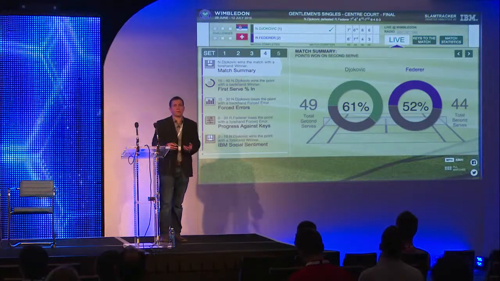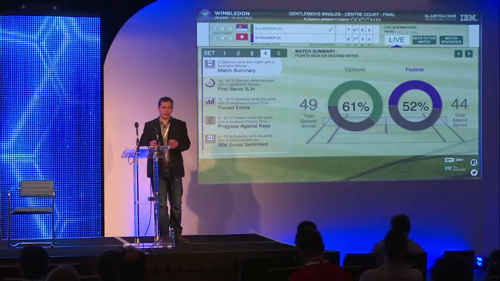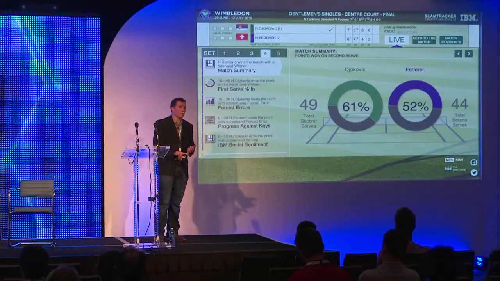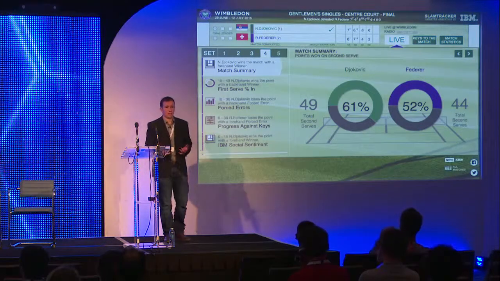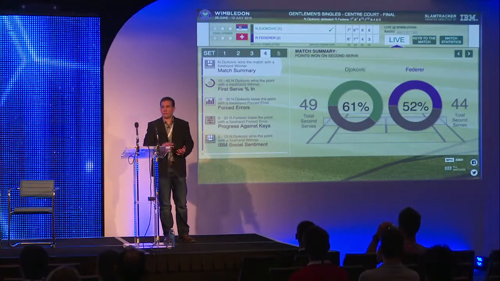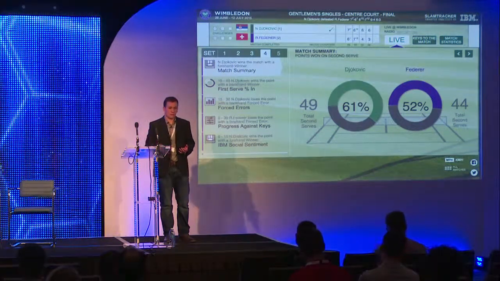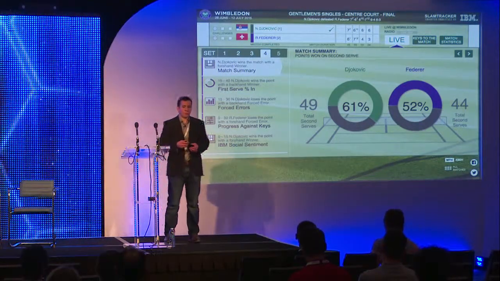But now we also have things like instrumentation on the courts. You have all of the data and the telemetry that's coming from the courts, but you also have all the analytics that's associated with that. So we have things like serve speeds, we have things like percentage of ins and outs and faults, right? Now, we have an idea already.